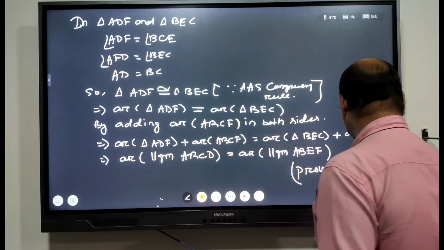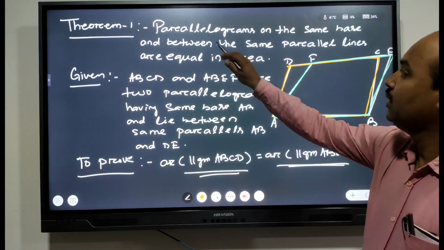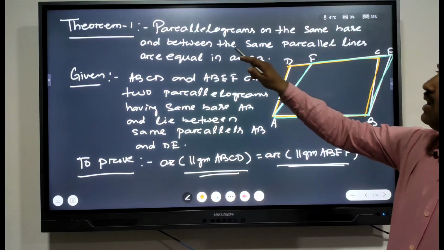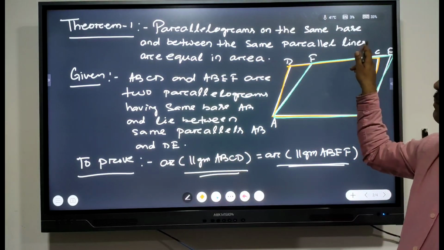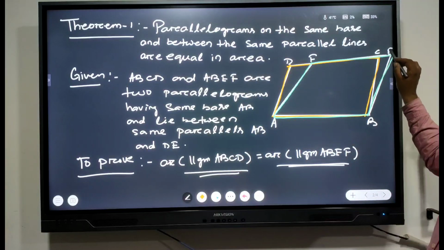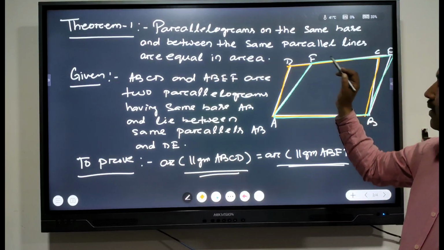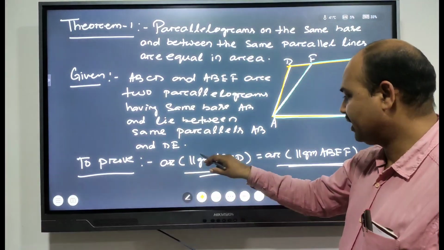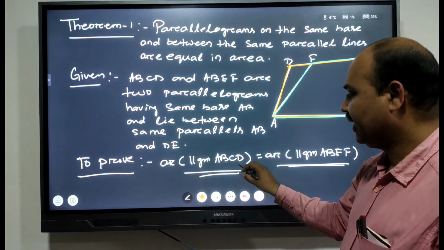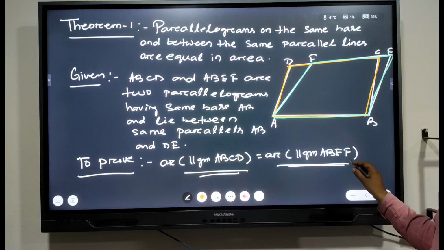See first, what is given? The theorem: parallelograms on the same base and between the same parallel lines are equal in area. We have to prove that the area of parallelogram ABCD and the area of parallelogram ABEF are equal. That's what we have to prove.